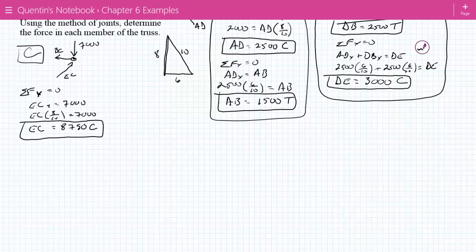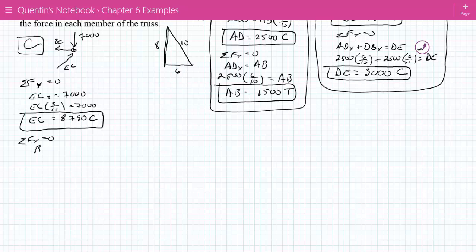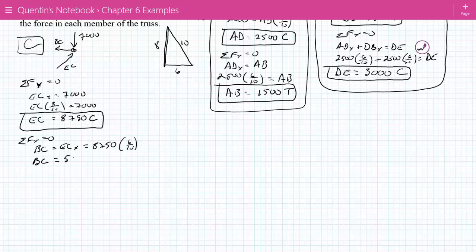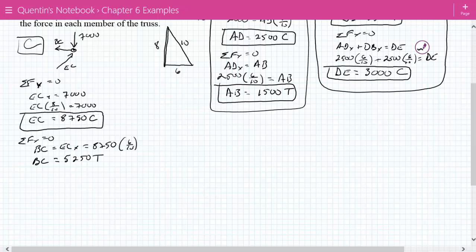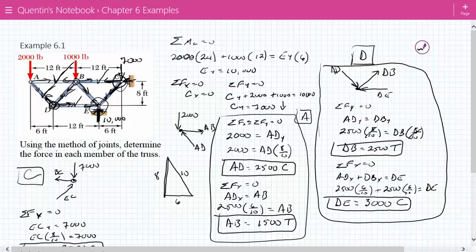Okay, now we're going to do sum of the forces in X equals 0. So we have BC is equal to EC in the X direction, which is equal to 8750 times 6/10. So BC gives you 5250, and again, this one is in tension. Okay, so we just figured out this one now, and this one.